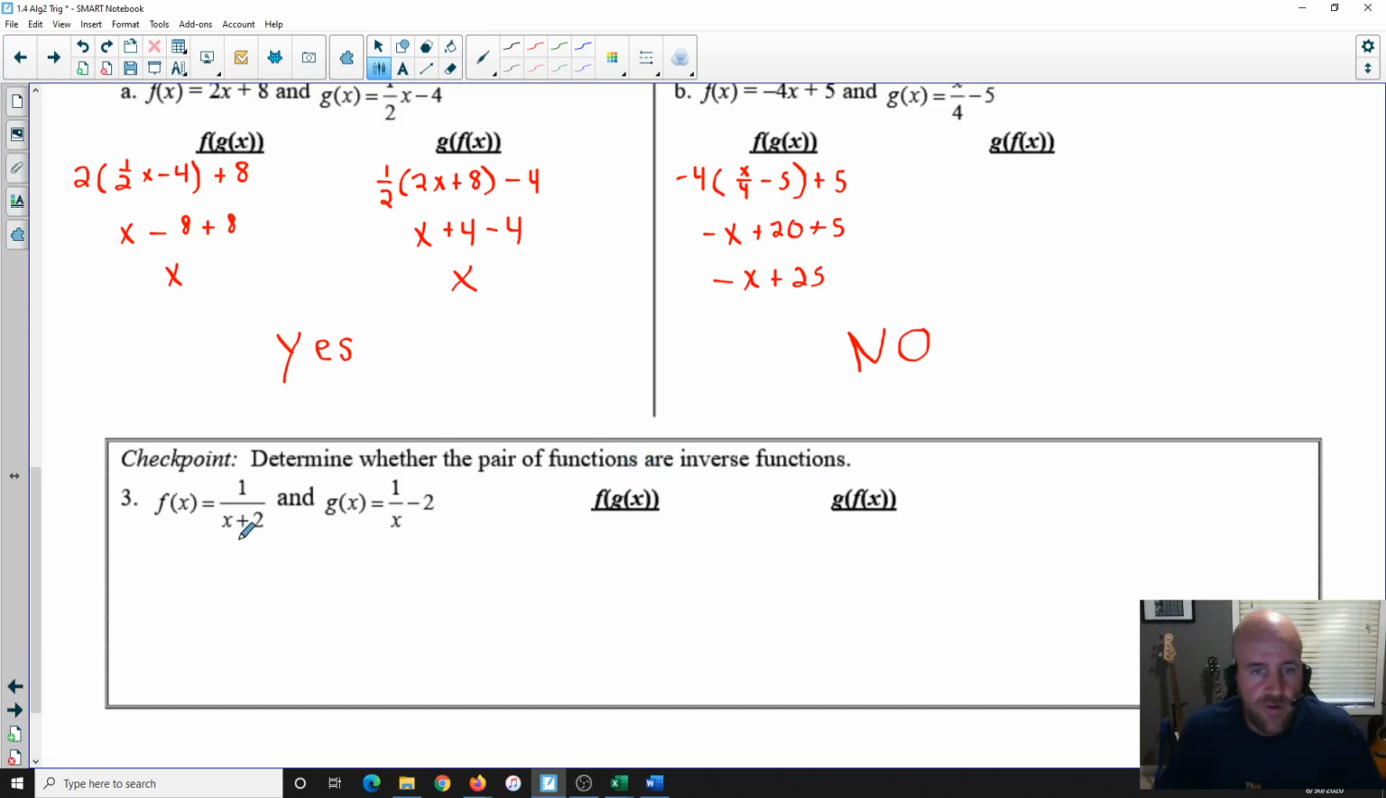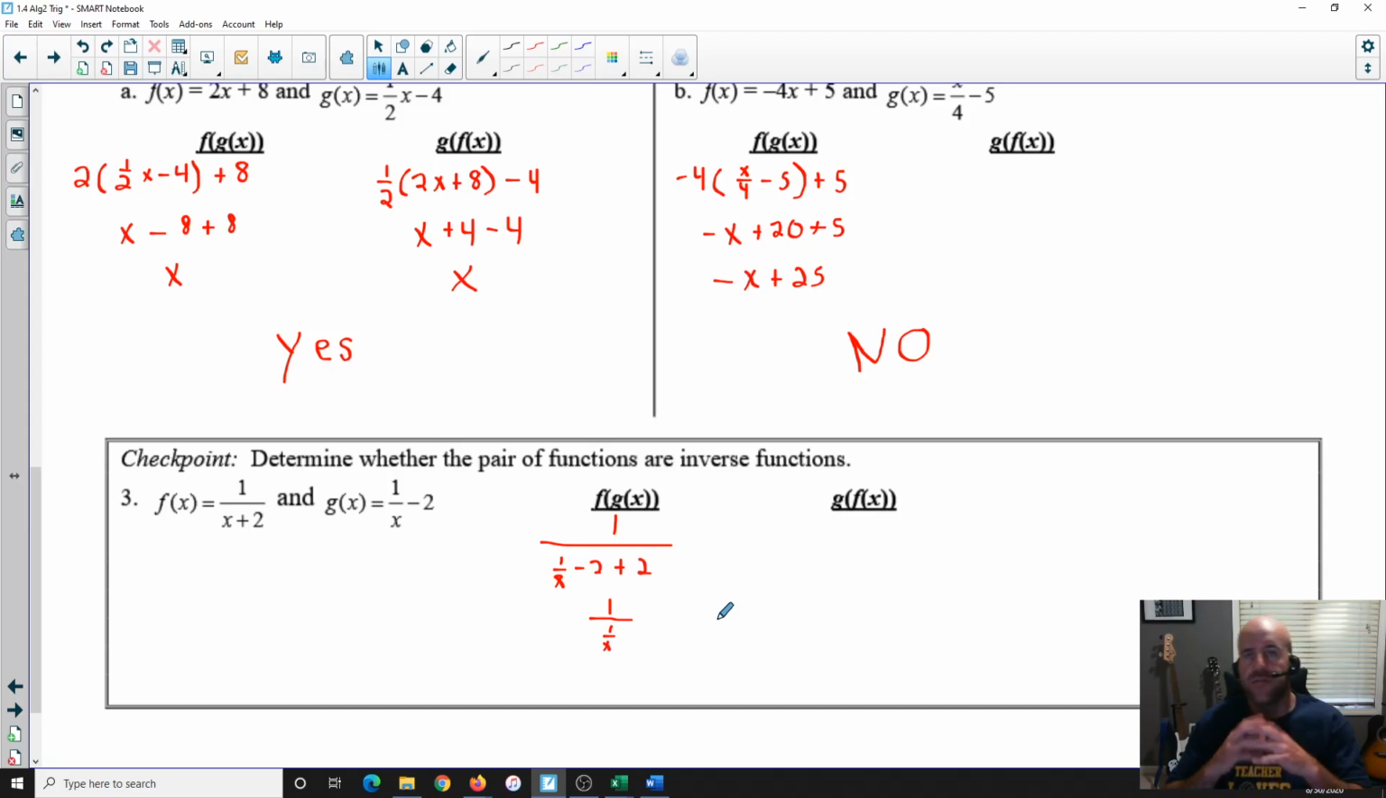All right, hopefully it went well. Let's see. We're going to do f of g of x first. So 1 over x, which is now our g function. So 1 over x minus 2, and then plus 2. Well, negative 2 and 2, that just cancels, and we get a 1 over 1 divided by x.